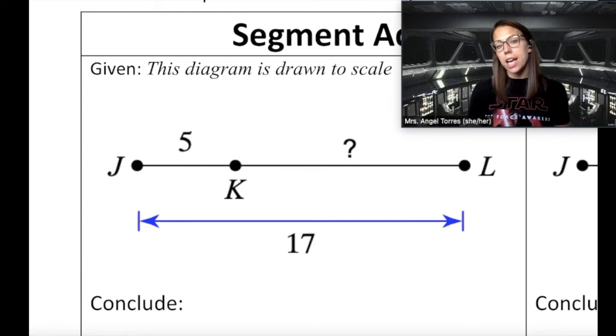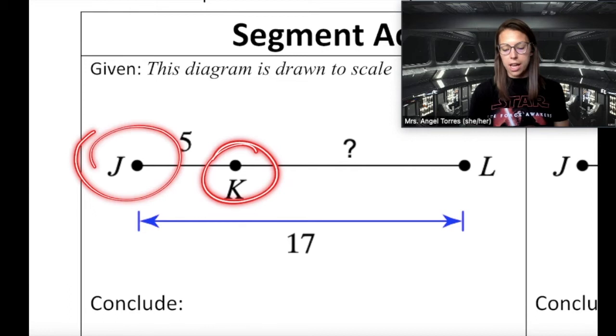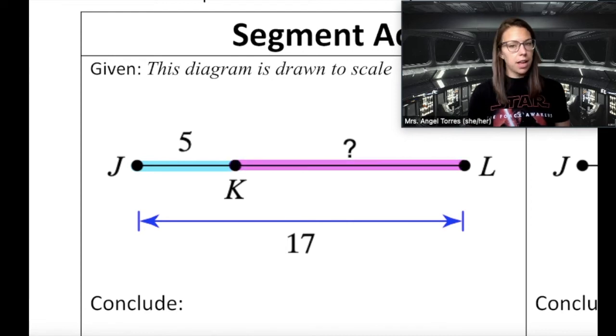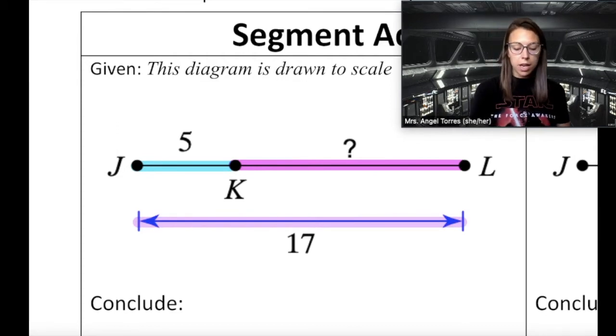Here we have our first diagram, segment JL, and K is between J and L. Let's take a closer look at specifically what we are given. We are given that the length of JK is 5 units. We are not given the length of KL, but we are given that the length of JL is 17 units. So in other words, we are given a part of the segment. We are asked to find the second part of the segment, but we are also given the whole segment.